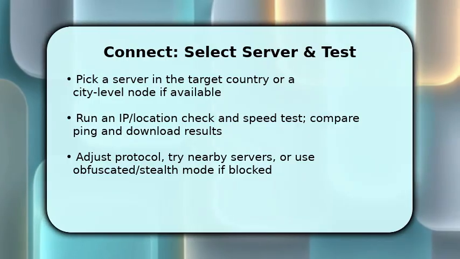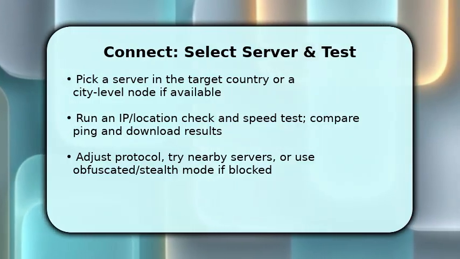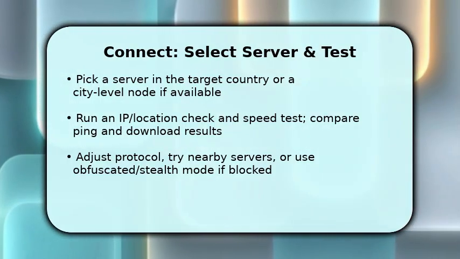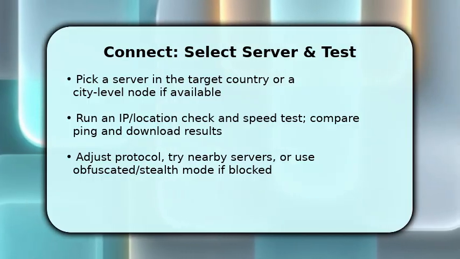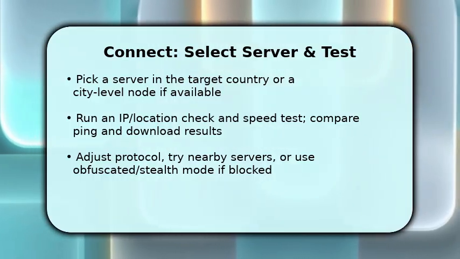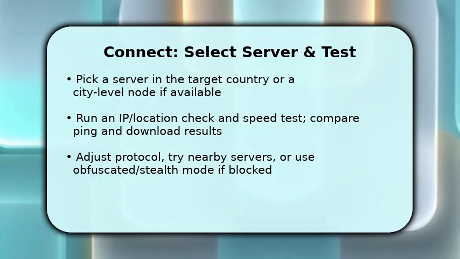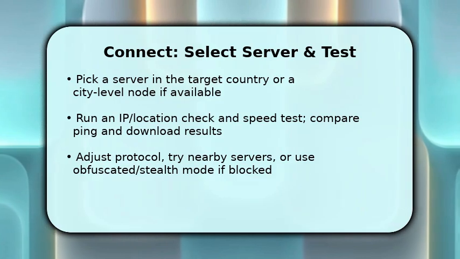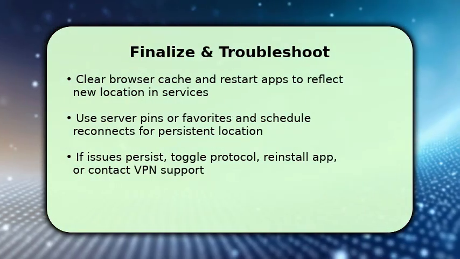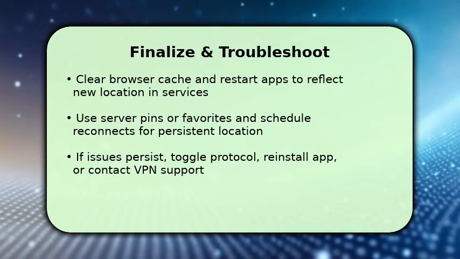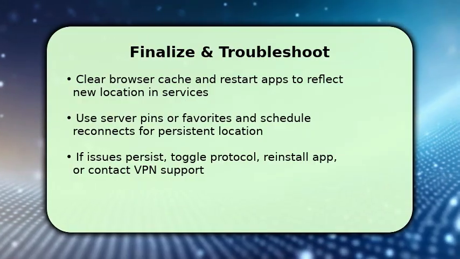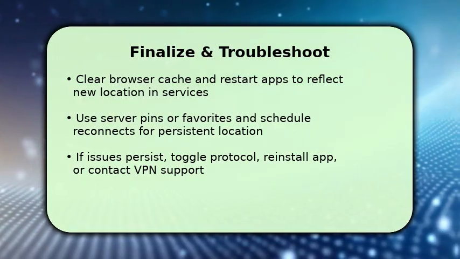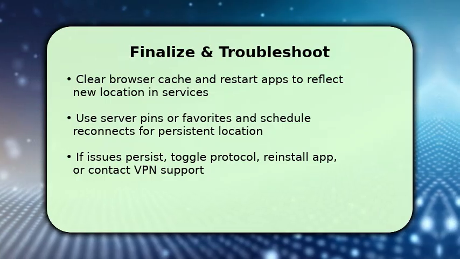acceptable performance. If sites block VPN IPs or speeds are poor, switch protocols, try alternative servers, or enable obfuscated/stealth mode. These actions help you troubleshoot connectivity and maintain the location change reliably. You finish by clearing browser cache and restarting any apps or streaming services so they recognize the new IP and location. This often resolves mismatched region content.